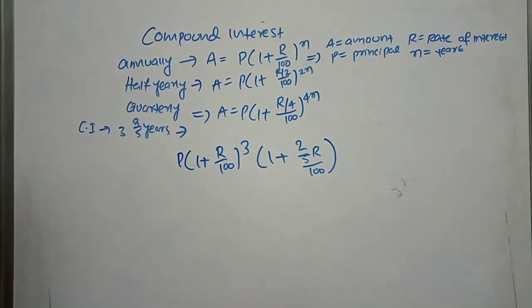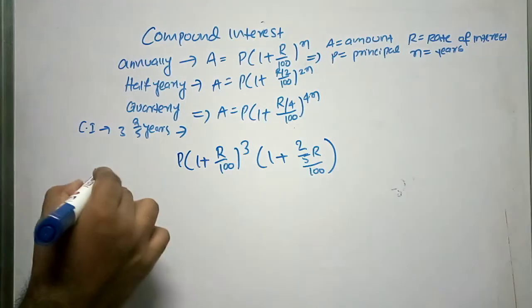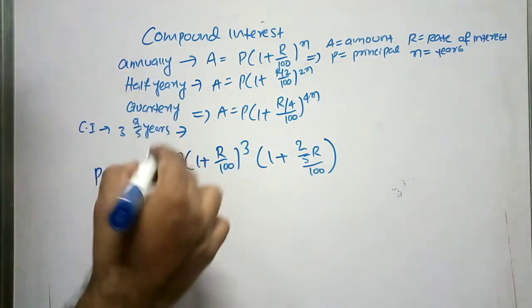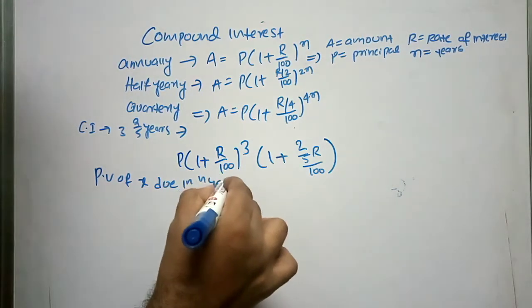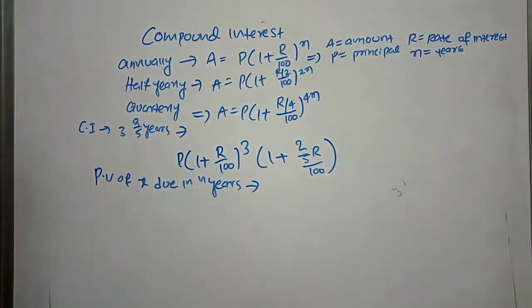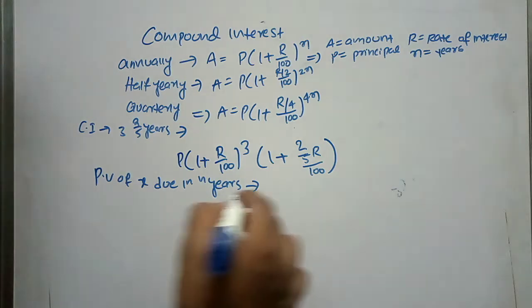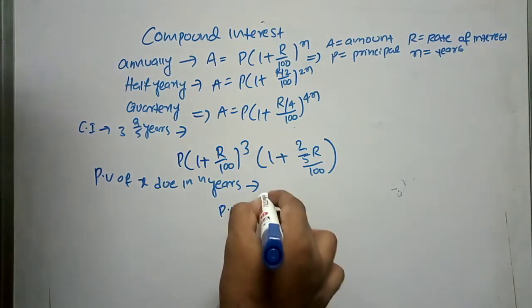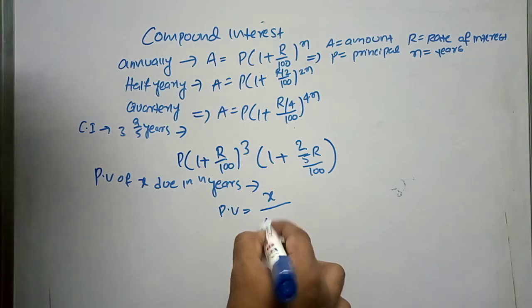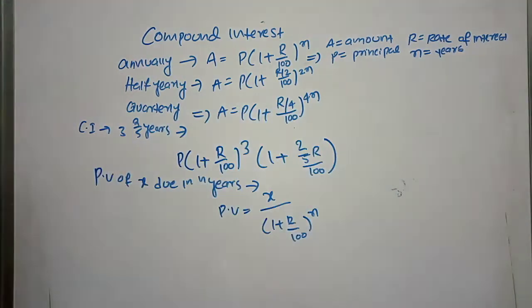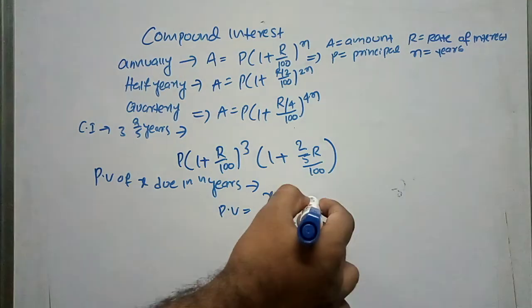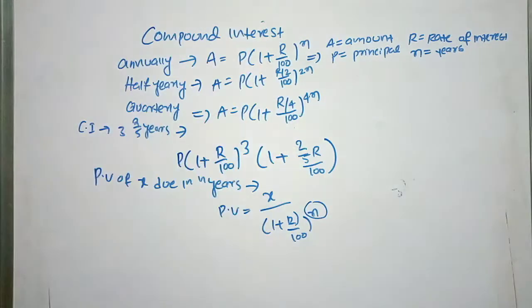Then the next one will be present value of money, present value of X due in n years. This comes under the time value of money. So present value is equal to X divided by (1 + R/100)^n. Okay, so present value of X is how much? This is time, this is rate of interest.